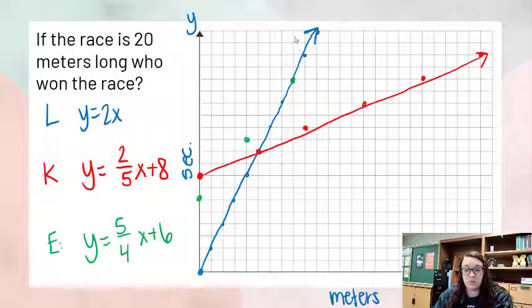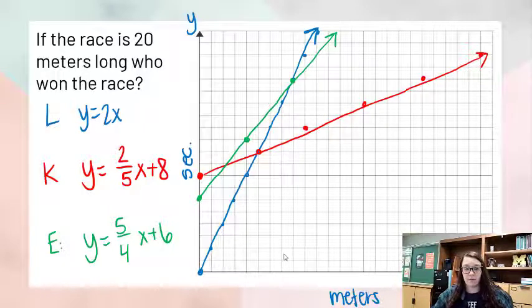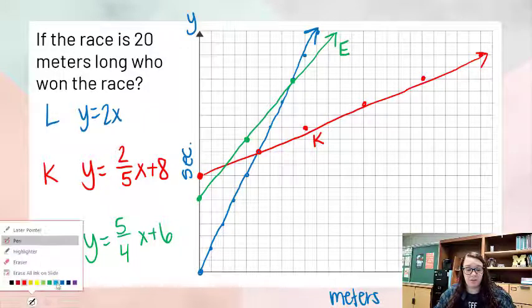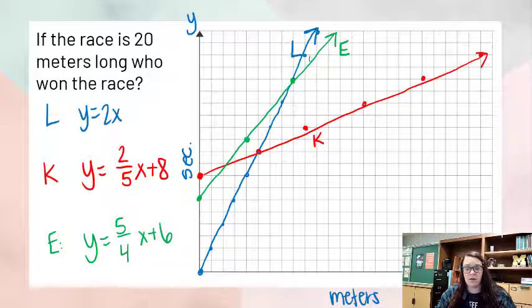1, 2, 3, 4. Oops, I'm off the graph, so I'll have to use that. All right, there we go. So I've got each of my people here. Let me label them on here. Here's Evie and Kristin. Oh no, wait, yeah, Kristin and what's her name? Lauren, I think. All right, so it says if the race is 20 meters long, who wins the race?